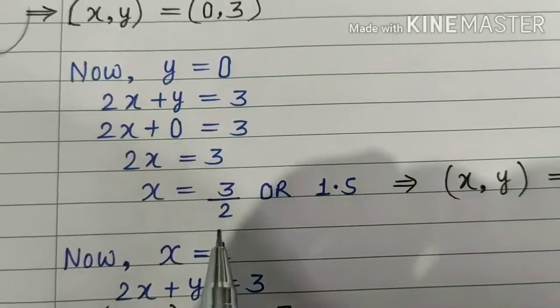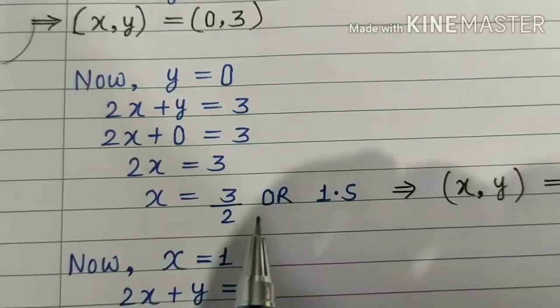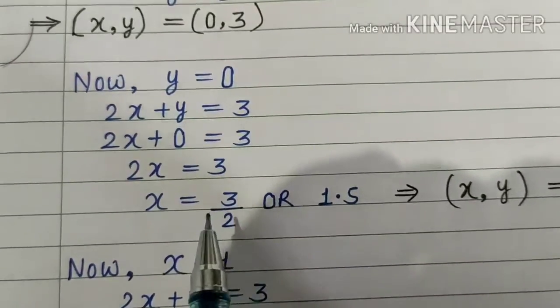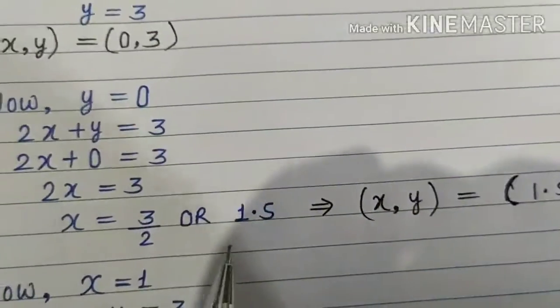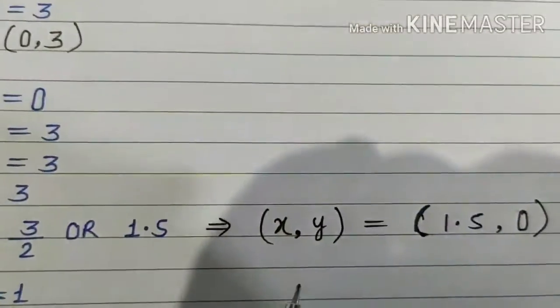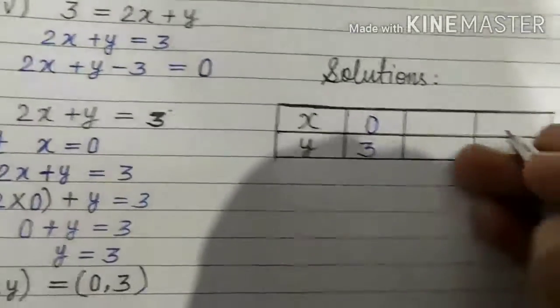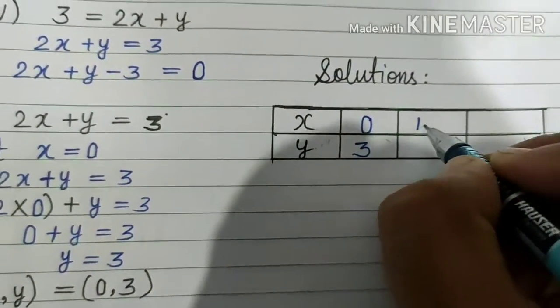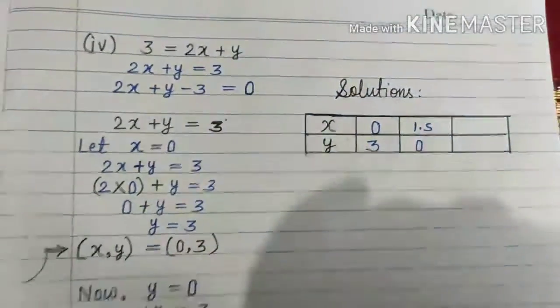If we divide this 3 by 2, 2 1 is 2, we put the decimal point, so it will come 0, and 2 5 is 10. So 3 upon 2 we can write as 1.5. So what are the coordinates of x comma y? That is 1.5 comma 0. In this way we can find another solution.